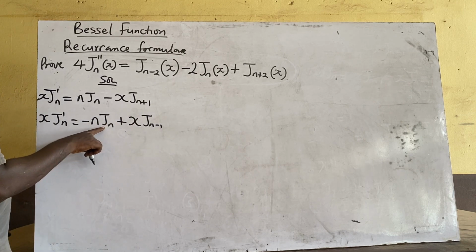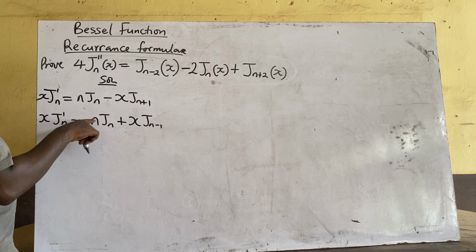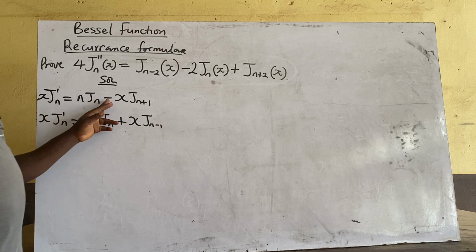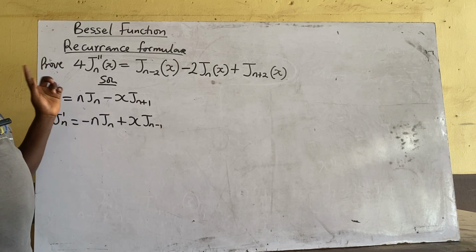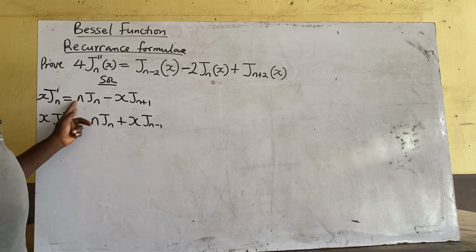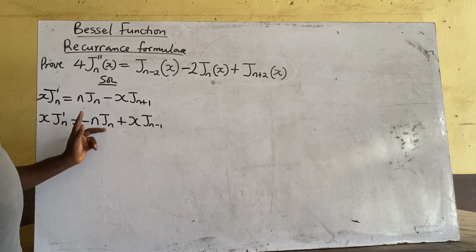If you look at this and this, you see that this one precedes this one. So the succeeding one is going to be negative, and the preceding one must be positive. This precedes this, so this will be positive.